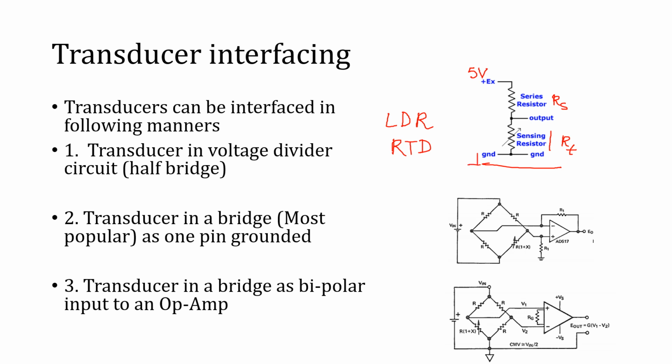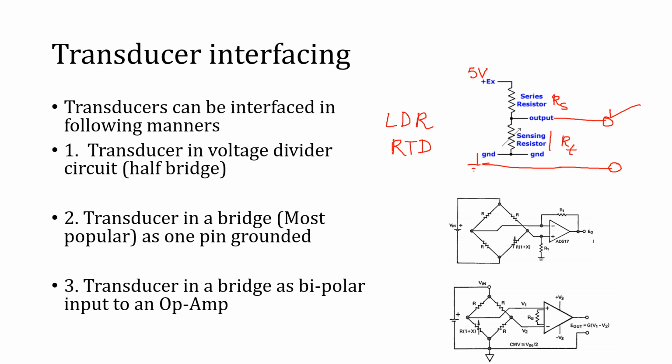On the other side we have ground, and where the junction of RS and RT is, there we use one pin to connect with the signal conditioning circuit. So the signal conditioning circuit is connected with one pin at ground and another pin at the junction of these two resistors. I'll show you one example in the next slide. In most of the modules we are using these days with Arduino or Raspberry Pi, people are using these kinds of voltage divider circuits or bridges.